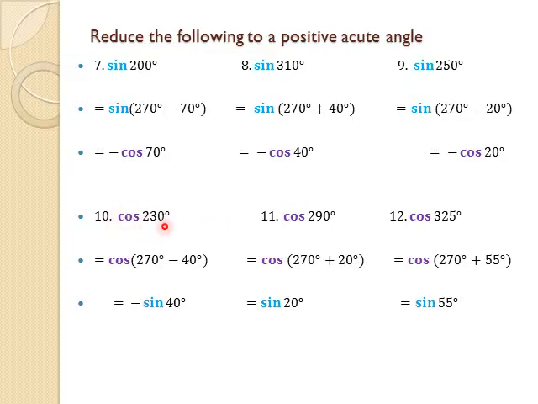Cos 230, 230 falls in the third quadrant, right? Cos of 270 minus 40. Third quadrant, cos is negative, but 270 changes cos to sine 40. 290 degrees falls in the fourth quadrant. Cos of 270 plus 20. Right, in the fourth quadrant, cos is positive, but 270 changes cos to sine 20.